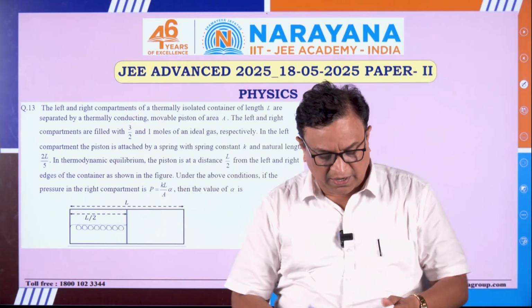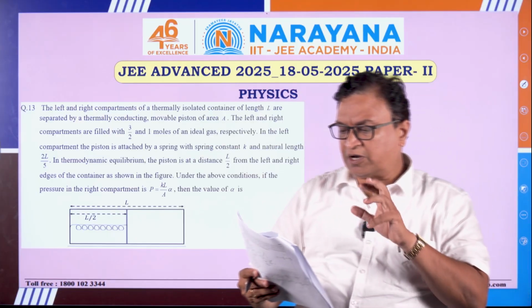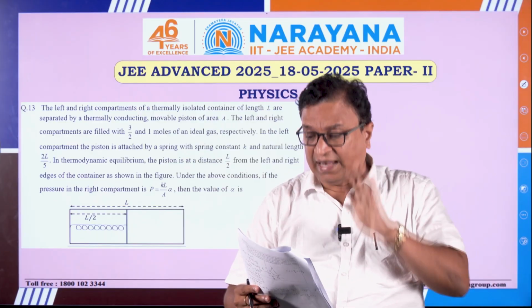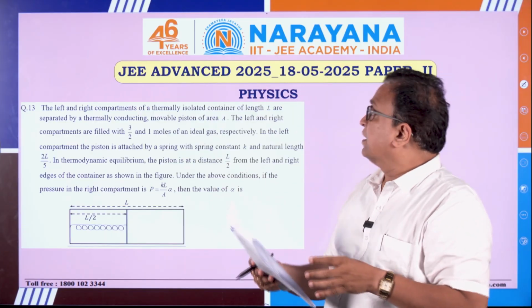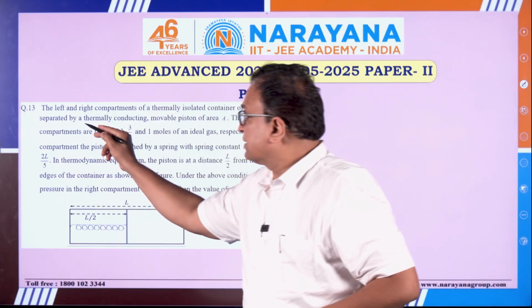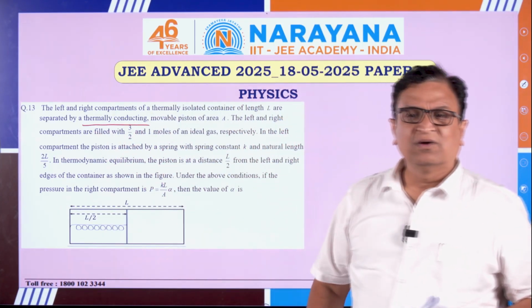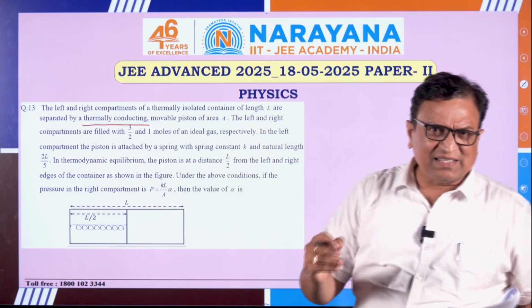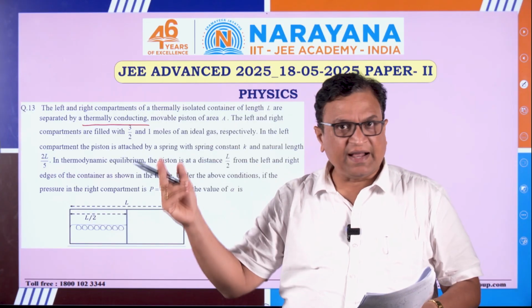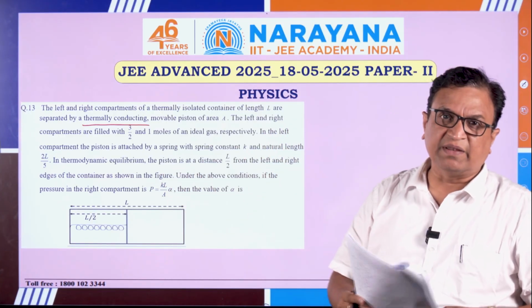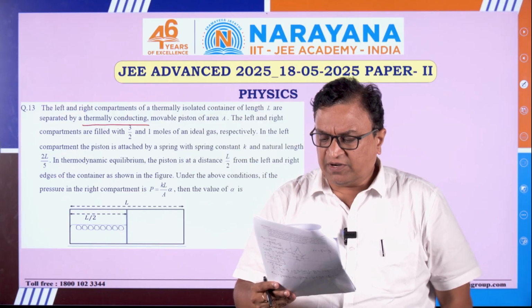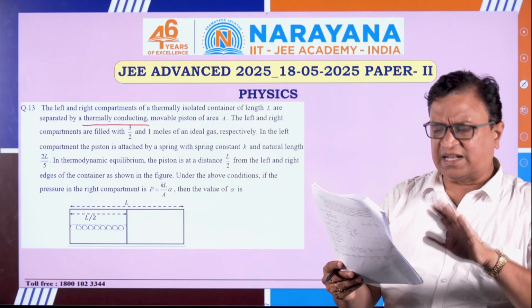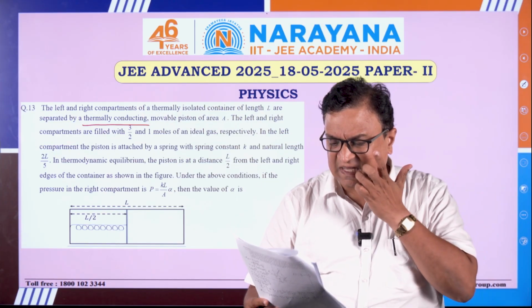Read the question carefully. The left and right compartments of a thermally isolated container of length L are separated by a thermally conducting partition. What does this refer to? Thermally conducting means left hand side, right hand side, temperature is maintained the same in equilibrium. Right. The left and right compartments are filled with 3 by 2 moles on the left side, and 1 mole on the right side, of an ideal gas, respectively.